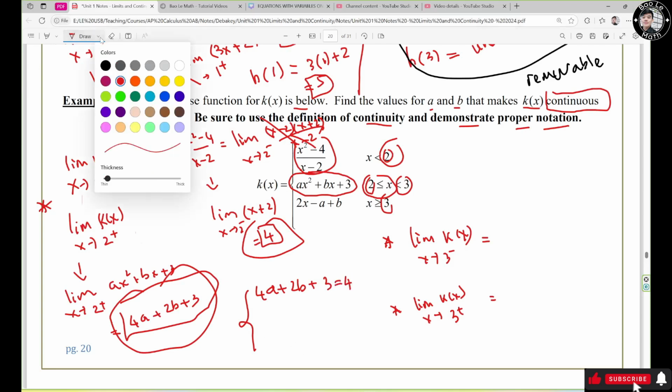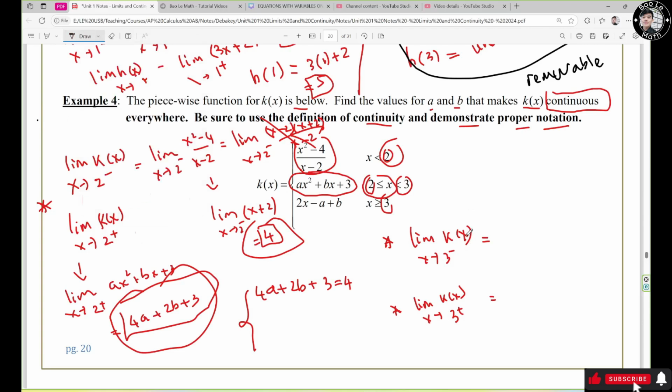Now I'm going to deal with the second candidate right here. Limit of the function k of s when s approaches 3 minus, which means this guy right here, right? So we're going to pick this guy, right? So it could be limit of a s squared plus b s plus 3 when s approaches 3 minus. Now you're going to substitute 3 for s. Don't substitute negative 3 for s, be careful. Alright, substitute 3 for s, so it turns out to be 9a plus 3b plus 3, right?